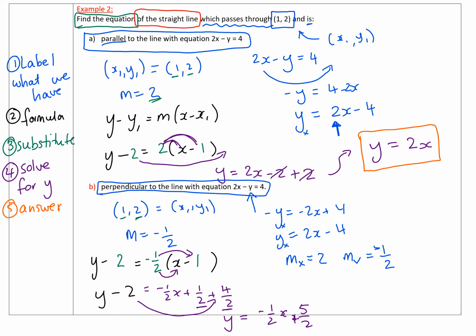We can double check our answer here by saying, is my gradient of negative a half equal to 1 over negative 2, which I'm getting from here? Yes, it is. So this is the equation of the straight line, which is perpendicular to y equals 2x minus 4.